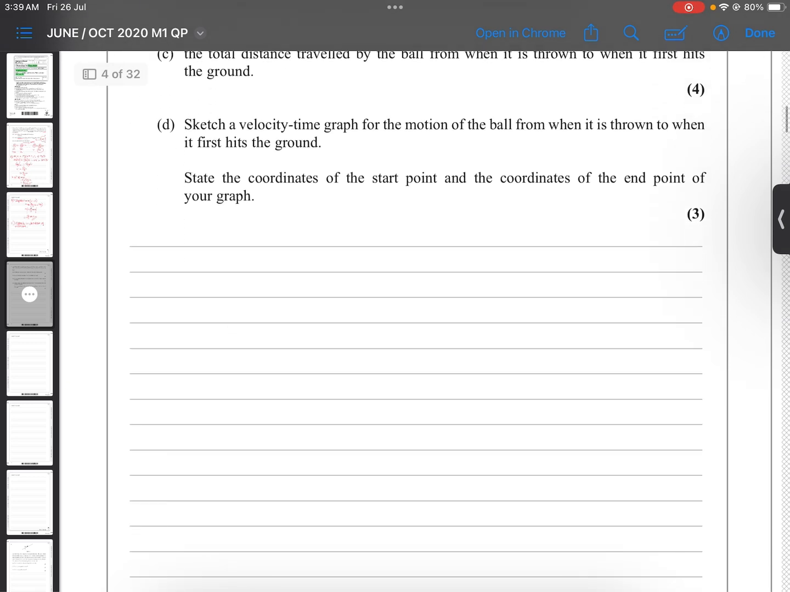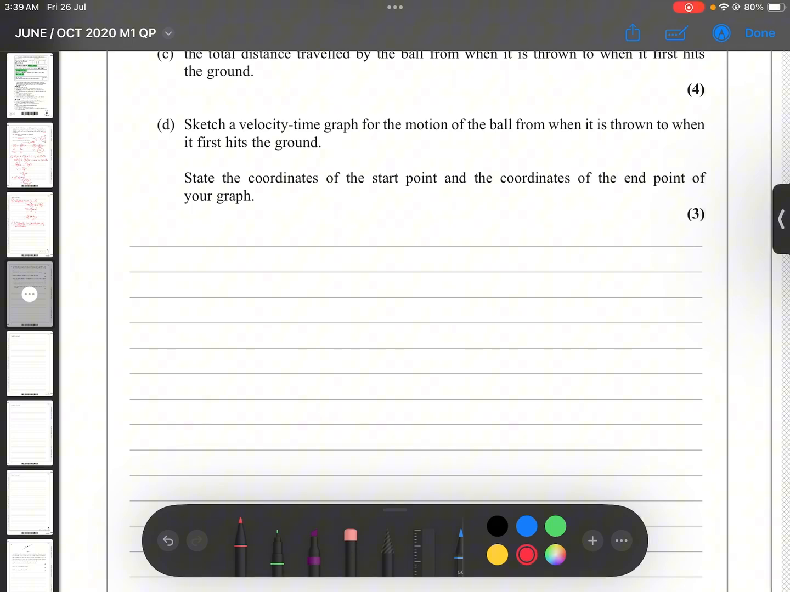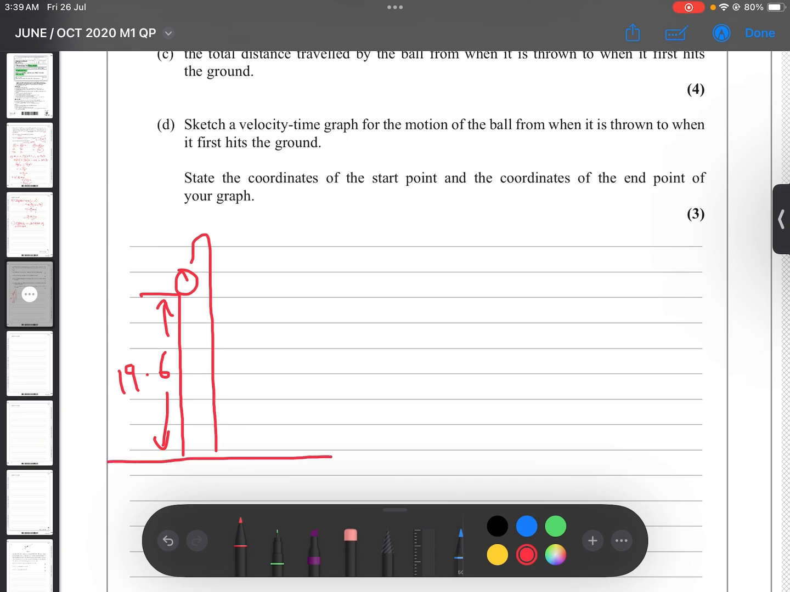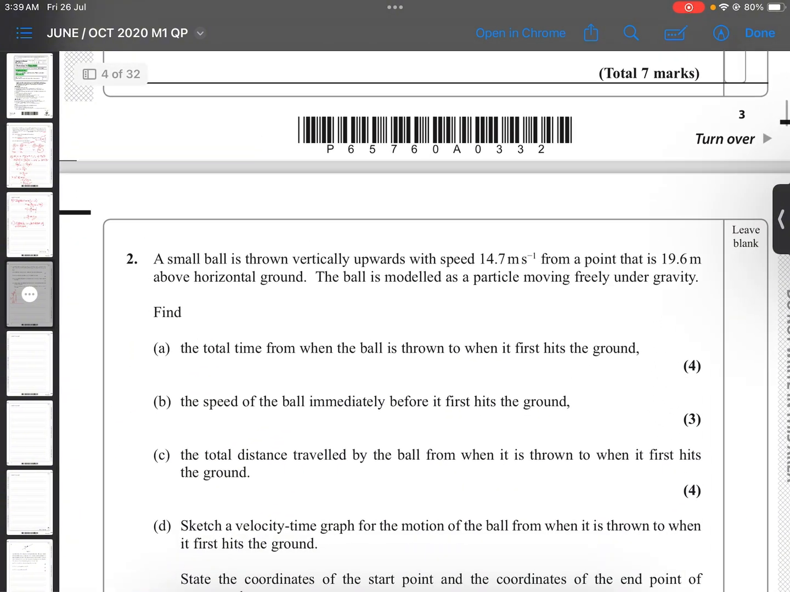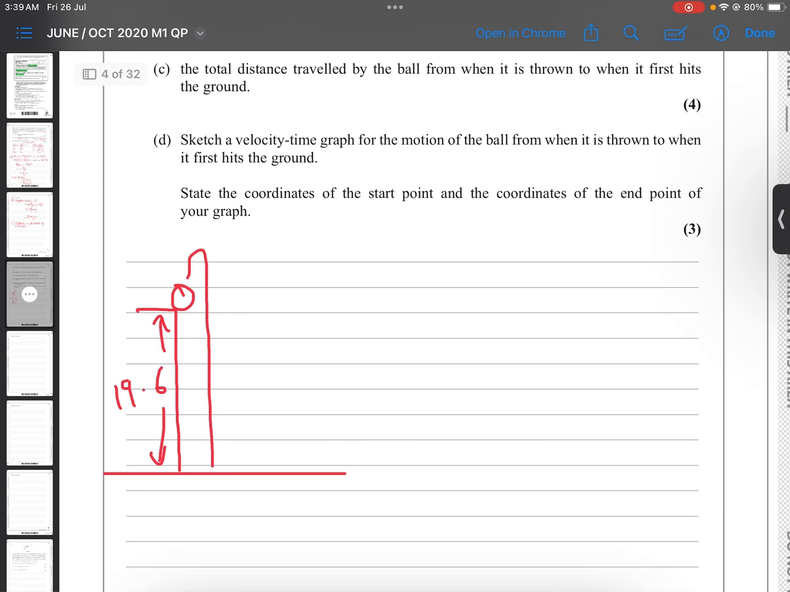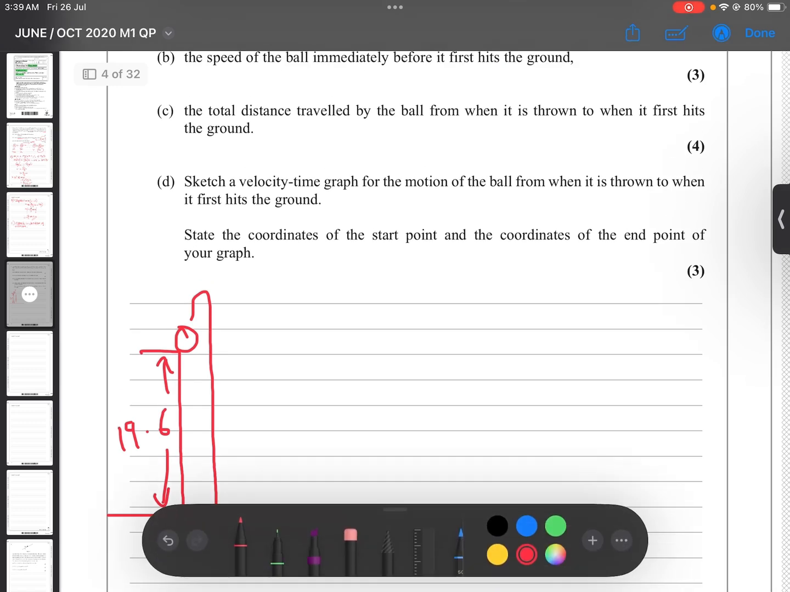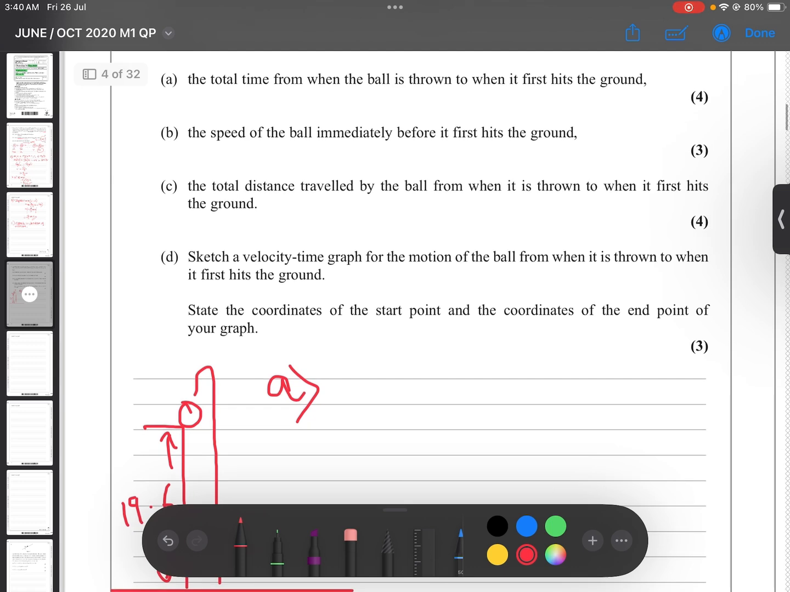So this question is basically for SUVAT. So first we'll draw out everything. Consider the 19.6 meter as a building, okay? Imagine a building of height 19.6 meter. It's thrown from a height of 19.6 meter. This is our ball. It's going up and traveling down to the ground. This is the ground. And it's traveling with a speed of 14.7 meter per second. Okay, we have everything. Now let's start with part A. Part A says they want the total time from when it is thrown until it hits the ground.